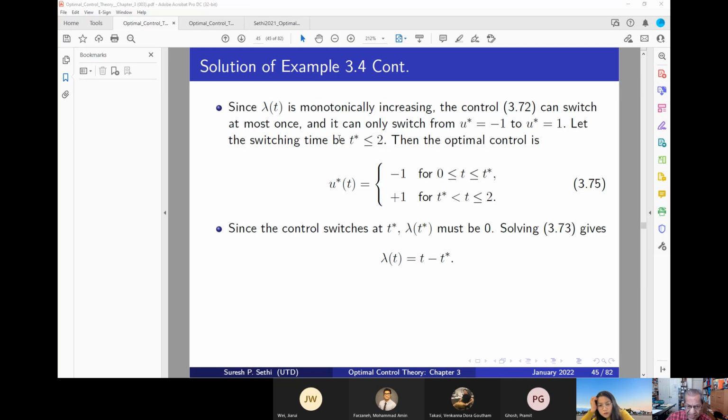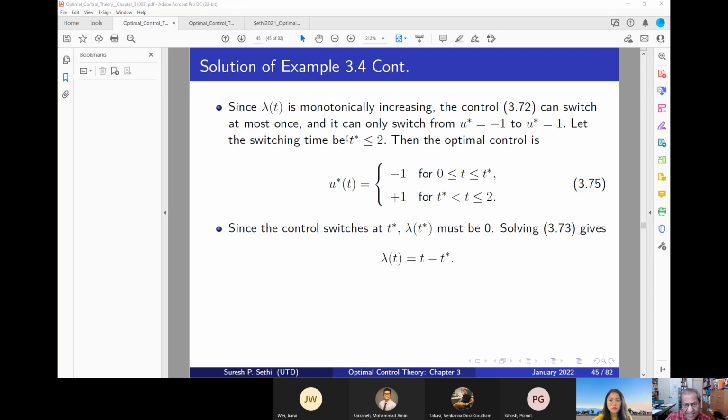The beauty of this T star less than 2 is that it allows me all 3 possibilities except the one that we ruled out. All 3 possibilities is the following. If I set T star equal to exactly 2, then the control is -1 all the way because there is no time after that. So T star equal to 2 allows me -1 control all the way.